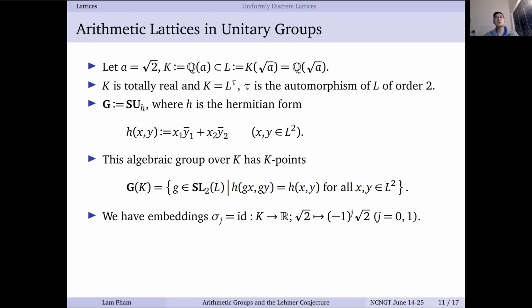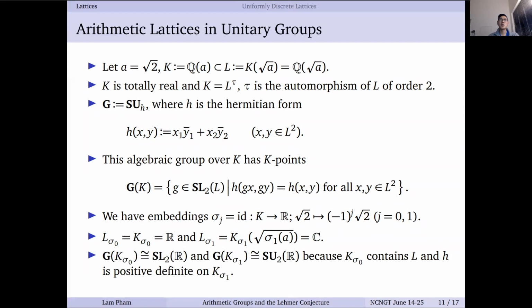Now, if we go back to K, we have two embeddings: the identity embedding, and the other automorphism that sends square root 2 to negative square root 2. These two embeddings are going to give me two completions for L and K. The completion with respect to the identity embedding is, of course, the real numbers. And for the other one it will be the complex numbers, precisely because the square root is of a negative number. So with that in mind, it will give me the ability to compute precisely the points of the algebraic group. In this case, it just gives me an isomorphism for each of the places, for each of the valuations.